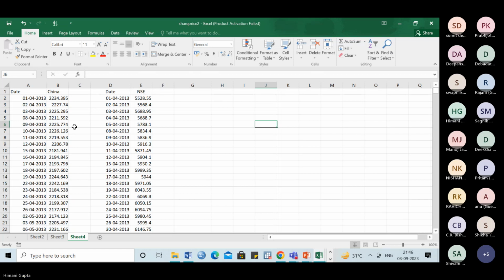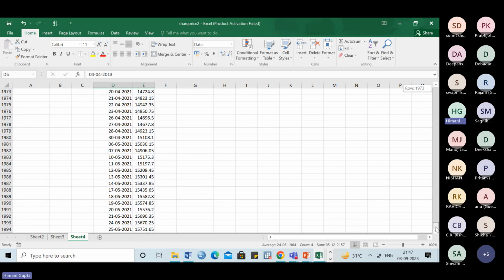Now in this you will observe that China is working on 1st April, India is also working on 1st April. China is working on 2nd April, India is also working on 2nd. China is working on 3rd April, India is also working on 3rd. But after that, China is working on 8th April, but India is working on 4th and 5th also. So I have to remove these two dates. If I do it manually, it will be very difficult. If I go with this China, you can see that China is working.